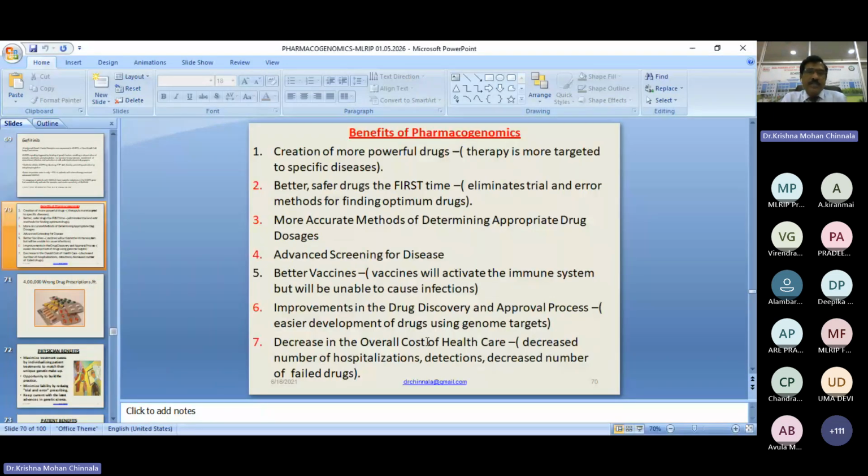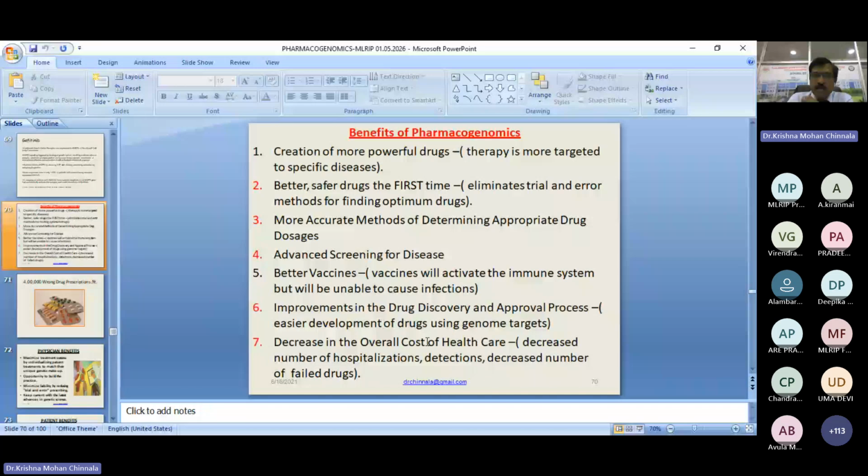And now we will discuss the benefits of pharmacogenomics. Okay, creation of more powerful drugs, therapies more targeted to specific diseases, better, safer drugs the first time. No need to do more and more trials and waste money and time. It eliminates trial and error methods for finding an optimized drug. Okay, more accurate methods for determining appropriate drug dosages.